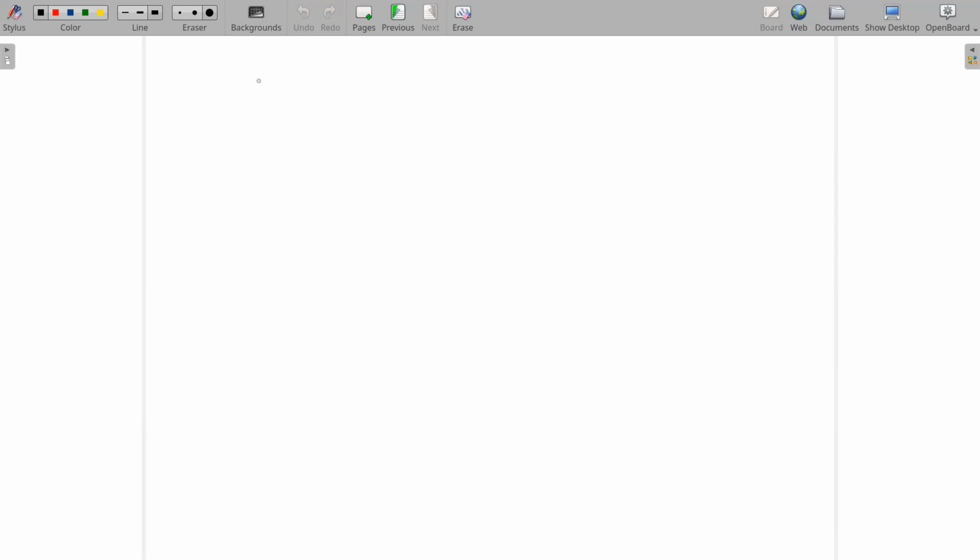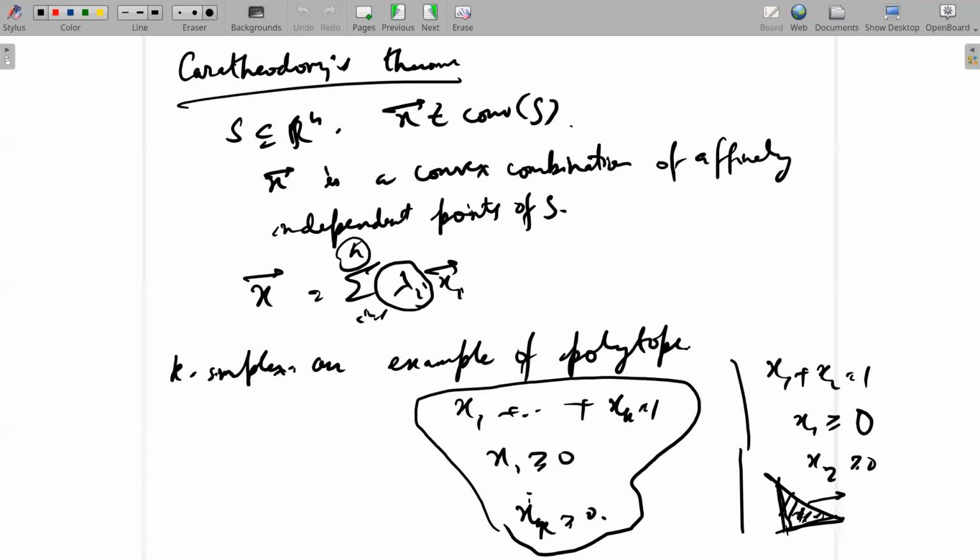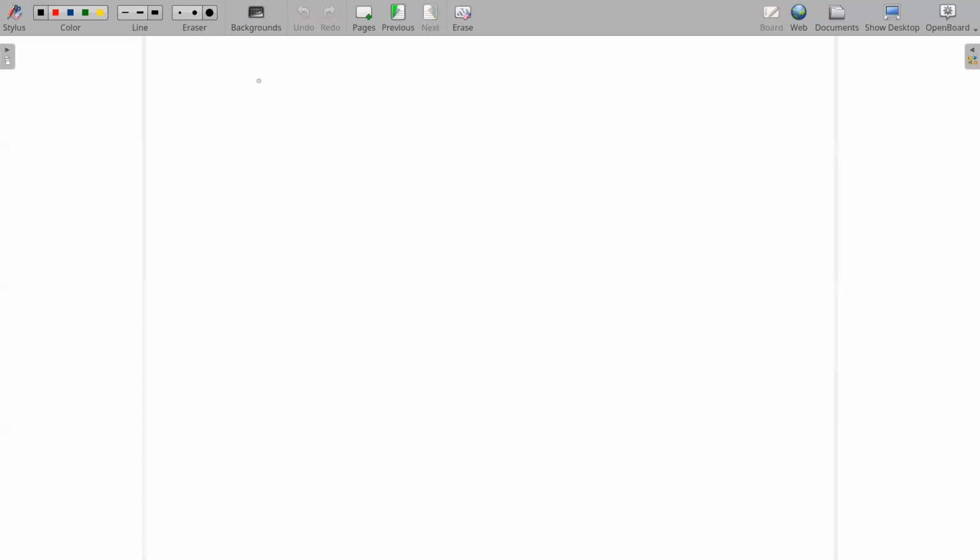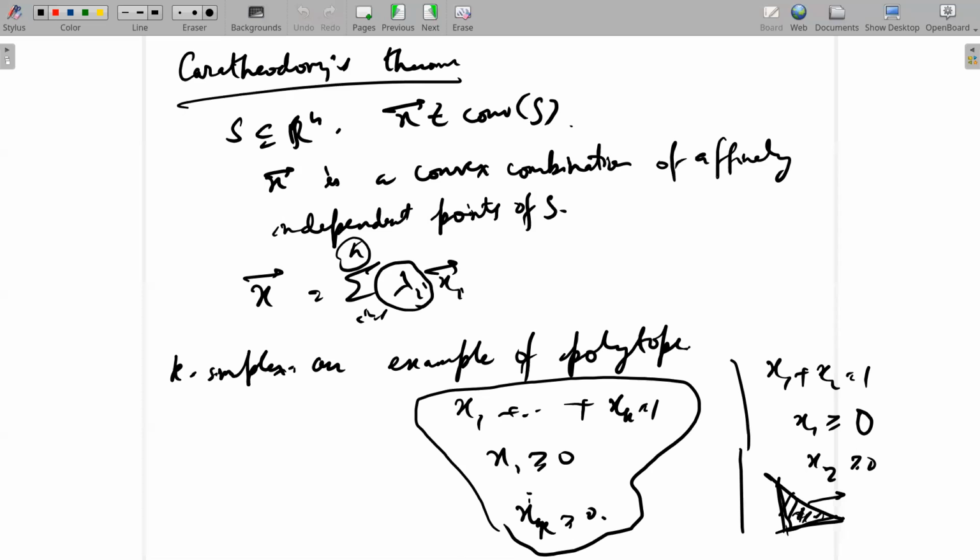Sir, in the previous corollary that you stated that K simplex, we can tell that it is the union of all simplices with the vertices on the points, affinely independent points. But how are we telling that? I couldn't understand it.